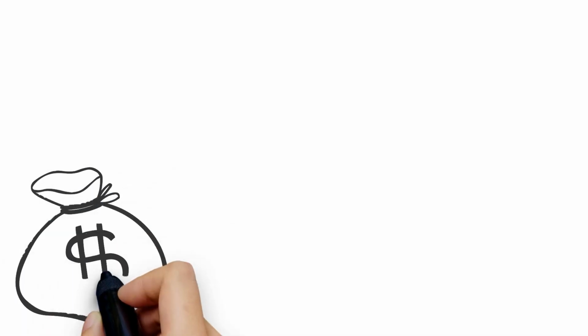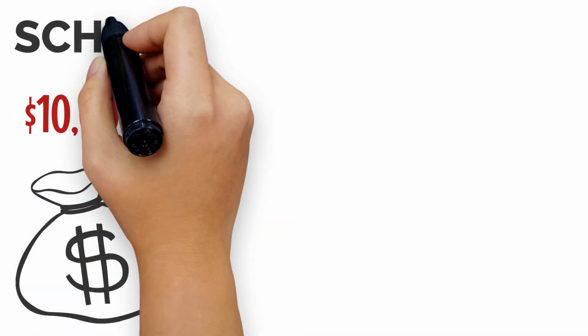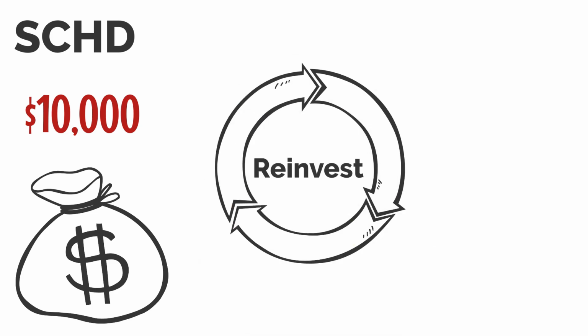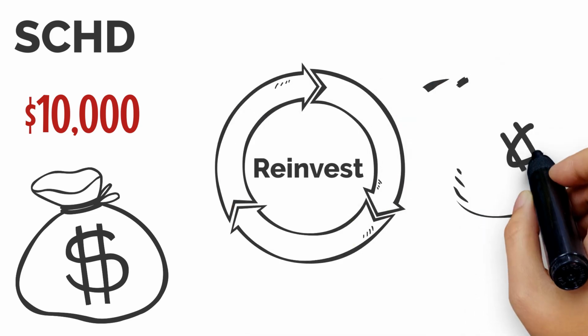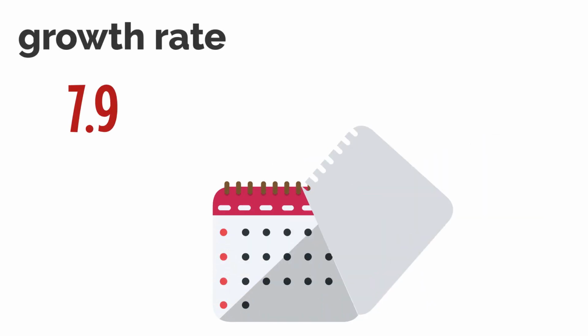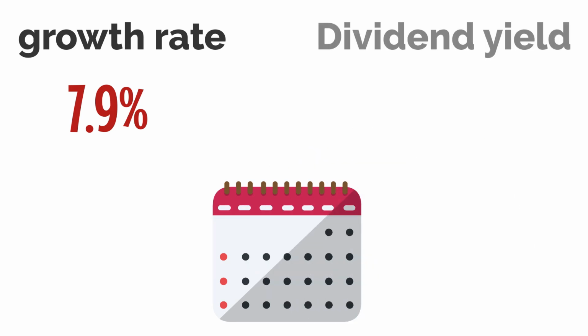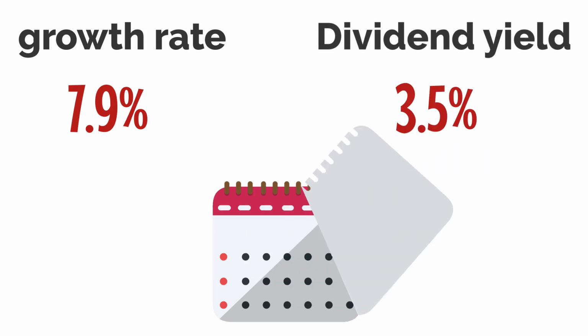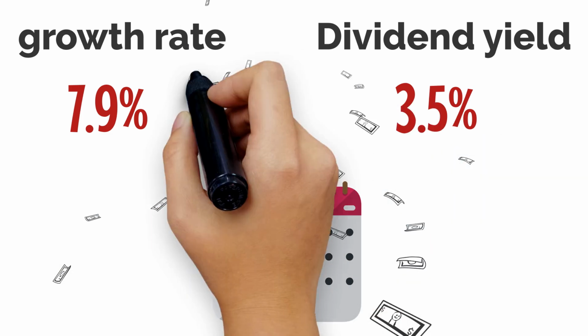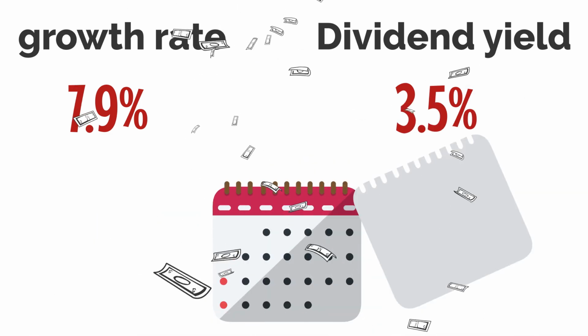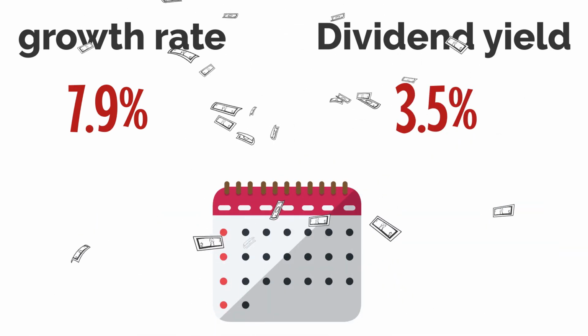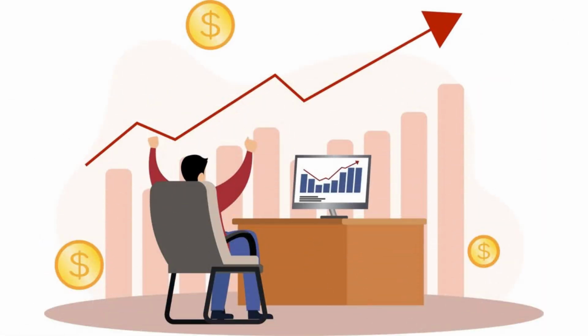For example, if you invest $10,000 in SCHD and consistently reinvest the dividends, the power of compounding can enhance your returns. Assuming an average annual growth rate of 7.9% and reinvested dividends yielding 3.5%, your investment could grow substantially over several decades, providing both capital appreciation and a growing income stream. This dual benefit makes SCHD a compelling choice for long-term, income-focused investors.